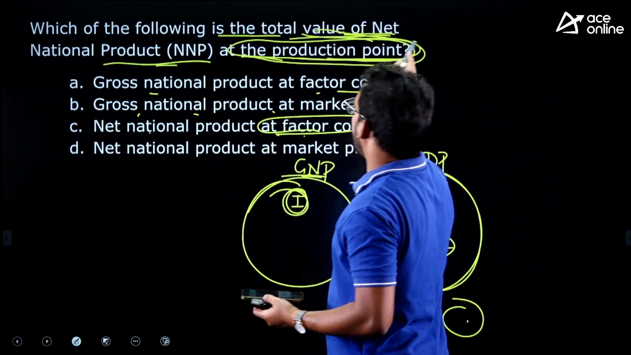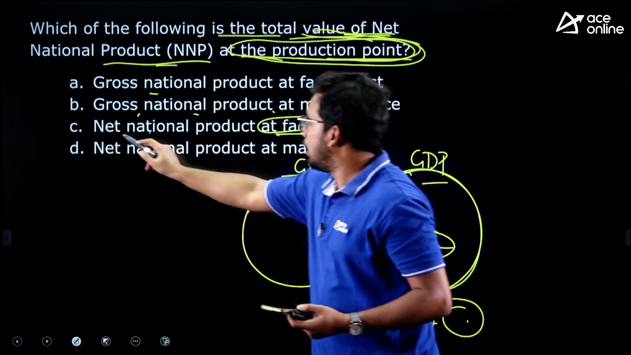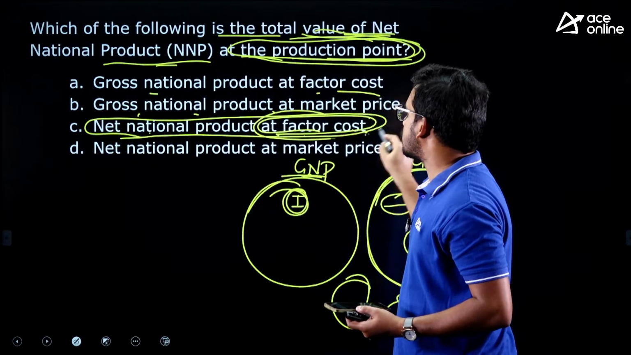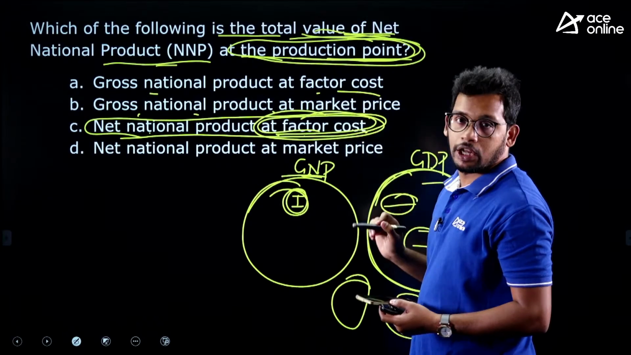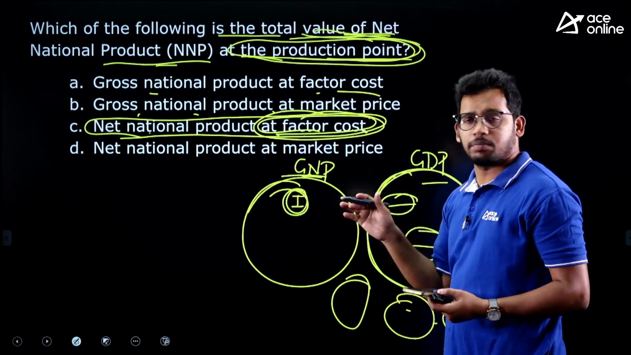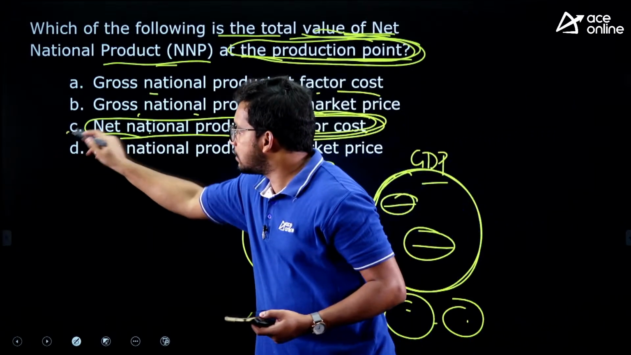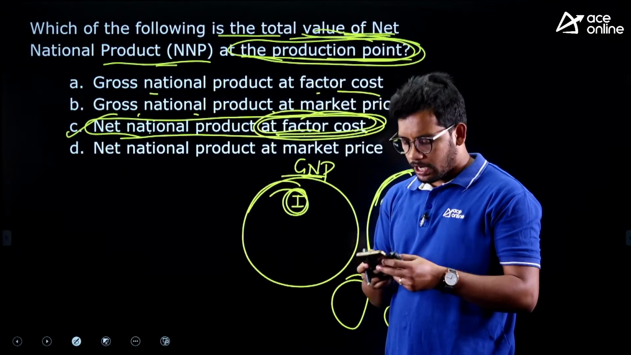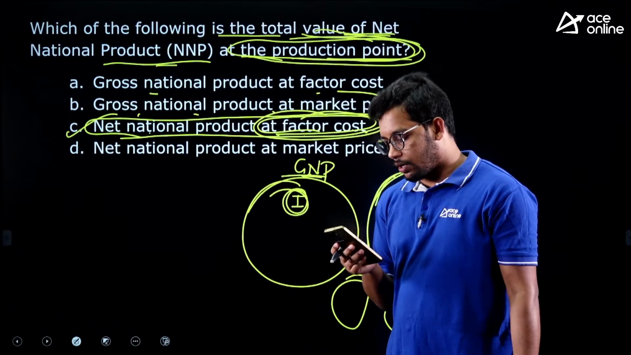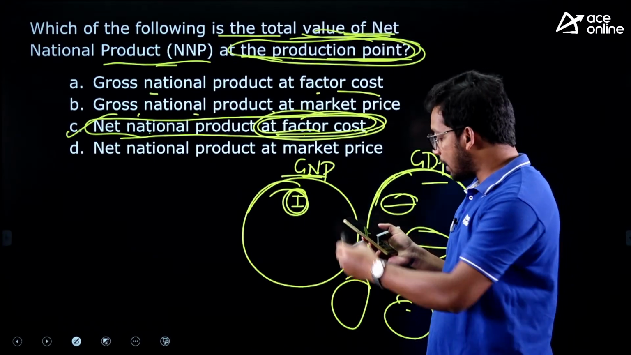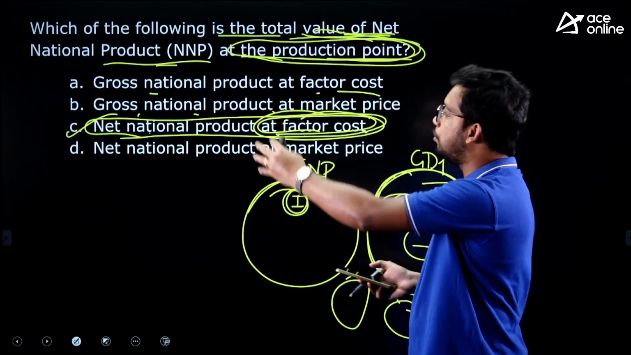So the net national product is nothing but net national product at factor cost. At factor cost, we do not have anything, excluding the taxes, subsidies, all these things, just the bare amount. So the answer is C. This is very important. I could have directly told the answer, but you won't be able to understand. You need to understand the concept.